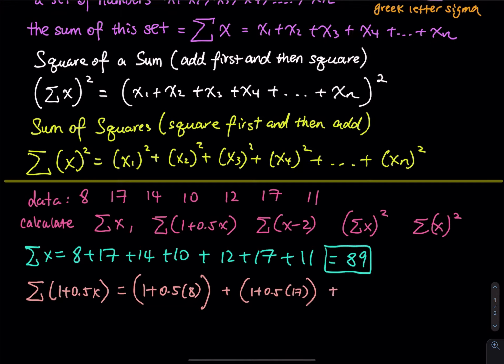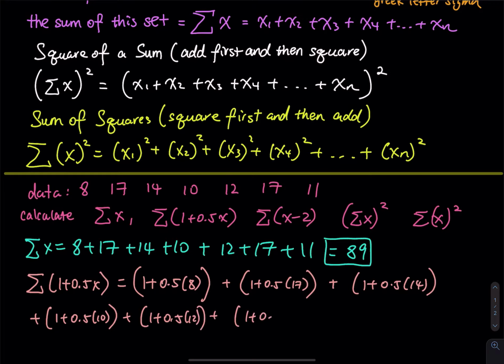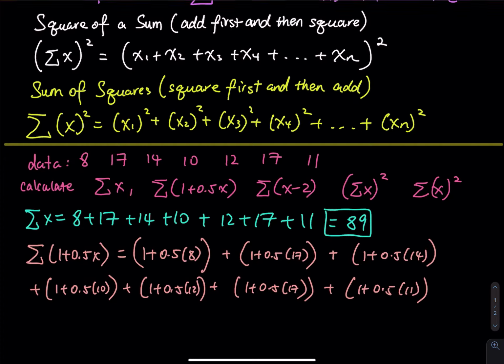And then the next number, 14. So you have 1 plus 0.5 times 14. And then the next number is 10. You have 1 plus 0.5 times 10. And then 1 plus 0.5 times 12. 1 plus 0.5 times 17, and then 1 plus 0.5 times 11. All right, so what is that equal to? So this one, if you calculate carefully, I have 51.5.